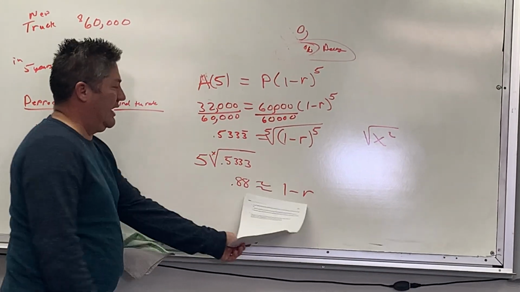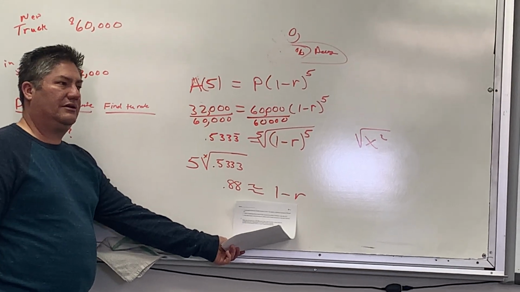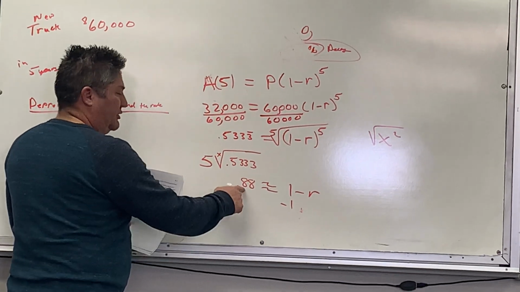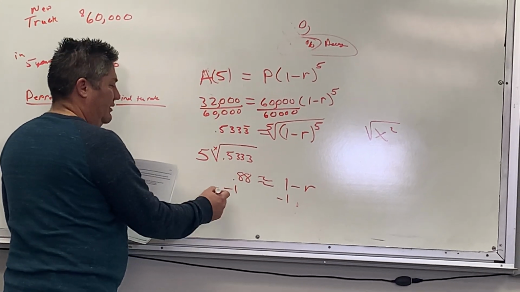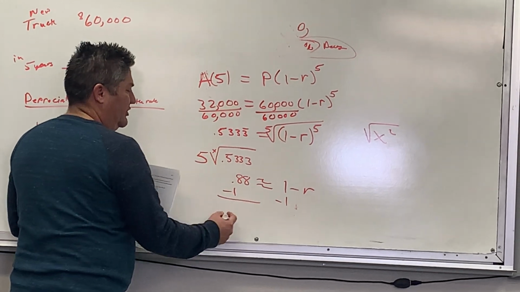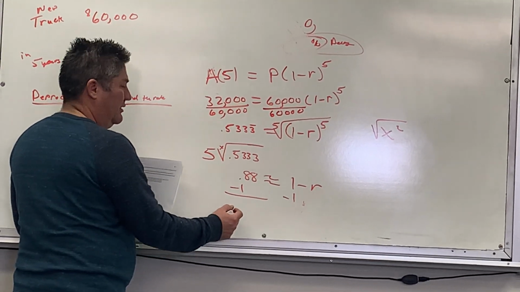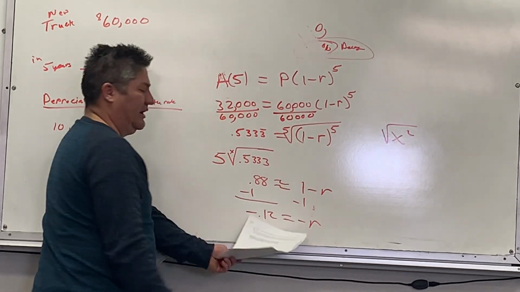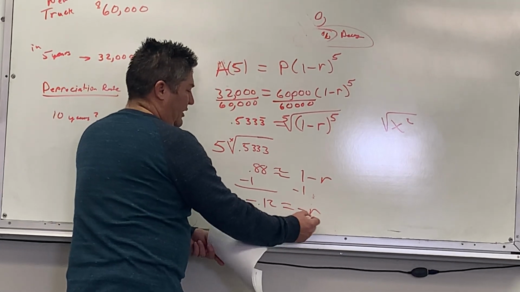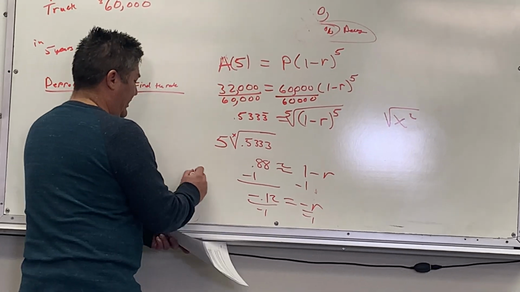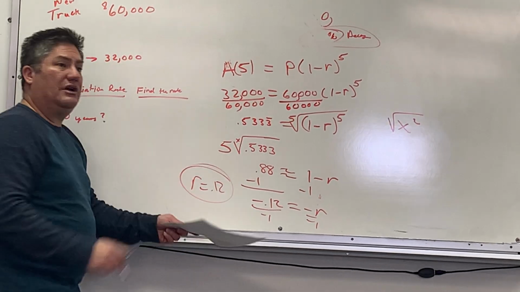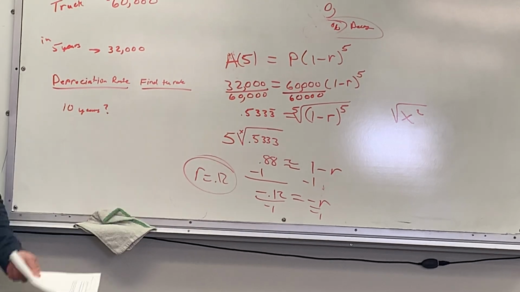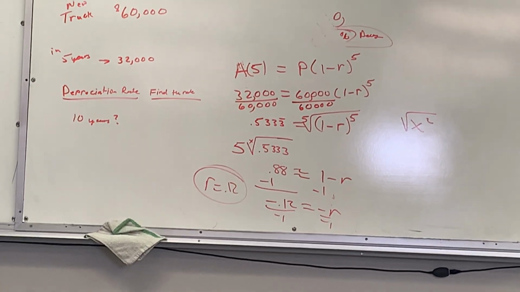What am I going to do next to get that r by itself? Subtract 1. Okay, what's 0.88 minus 1? Negative 0.12. Negative 0.12 equals negative r. How do I get rid of the negative? Divide by negative 1. So r is 0.12. That truck is going down by what? 12% every year. Okay, that's what it's going down every year.